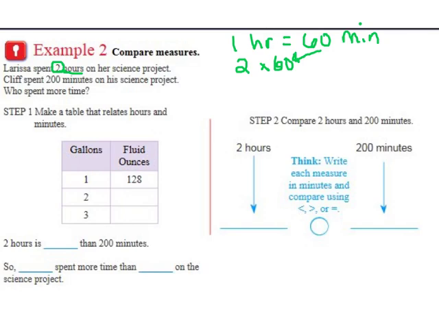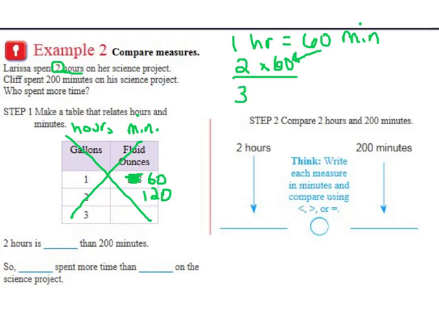All right, this table right here on mine, it's different than yours. I don't know why it's like that. But instead of gallons and ounces, it should say hours and minutes. And this shouldn't say 128. It should say 1 hour is 60 minutes. 2 hours would be 2 times 60, which is 120 minutes. And then 3 hours, even though we don't really need to know this, we'll just fill it in anyway. 3 times 60 would be 180 minutes.